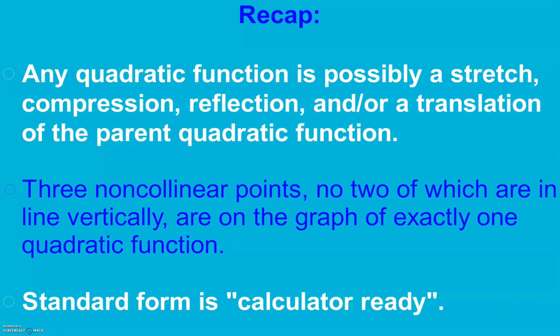Quick recap here. Any quadratic function is possibly a stretch, compression, reflection, and/or translation of the parent quadratic function. 3 non-collinear points, no 2 of which are in line vertically, are on the graph of exactly one quadratic function. Remember, non-collinear means we can't connect them in a straight line. And standard form is calculator ready or calculation ready. And that's all I have for section 4.3.